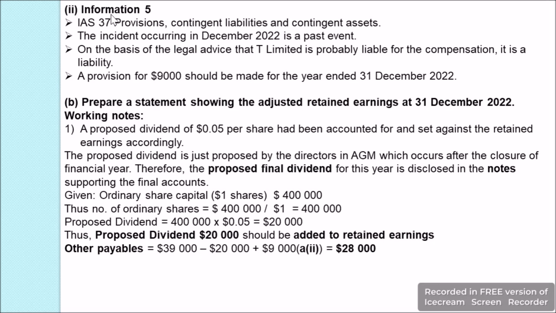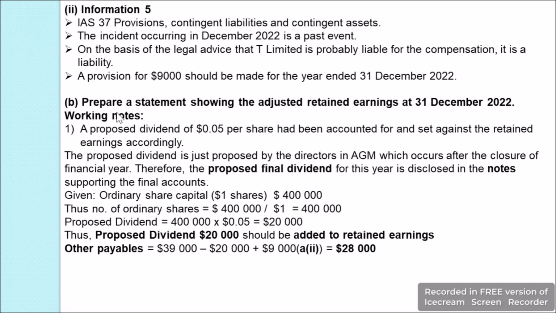Now, as we have already understood what is IAS 37, let's proceed and answer this question. We will state that this comes under IAS 37, which states about provisions, contingent liabilities and contingent assets. The incident that occurred in December 2022 is a past event. On the basis of the legal advice that T Limited is probably liable for the compensation, it is a liability, and a provision for $9,000 should be made for the year ended 31st December 2022.